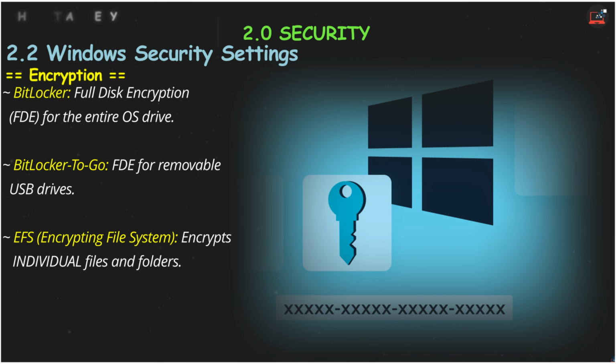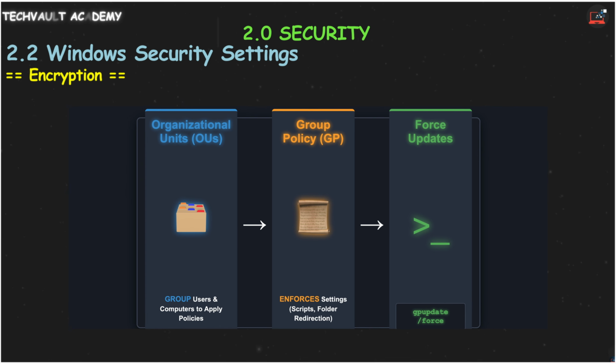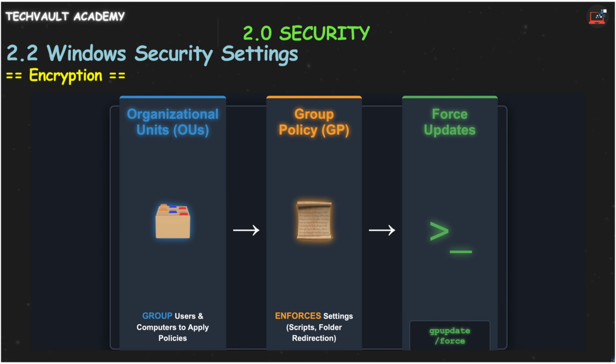Finally, in a corporate environment, all of this is managed by Active Directory, the master key registry for the entire network. A computer must first join the domain to be managed. Inside AD, we use organizational units, or OUs, to group users and computers, like different departments in a building. This is crucial because we apply group policy to these OUs.